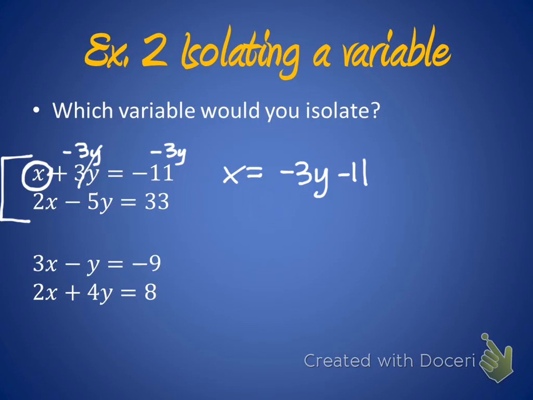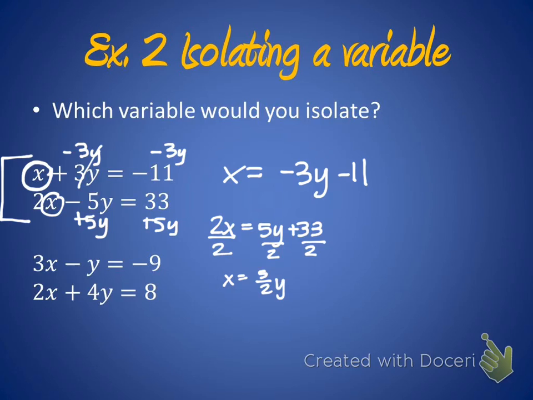Okay, let's say I decided, nope, I want to get this x by itself. Okay, not a problem. Let's go for it. What would I move first? I have to add 5y first. And then I get 2x equals 5y plus 33. Then what would I do? Divide everything by 2. And I get x equals 5 over 2 y plus 33 over 2. Okay, do you see how that one was more work to get the x by itself? That's why I chose the one that I did first, okay? So that's what you're looking for.